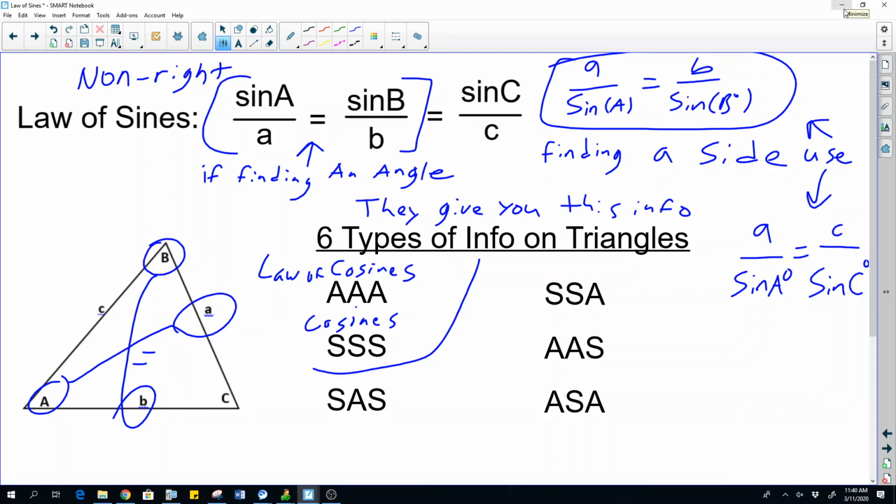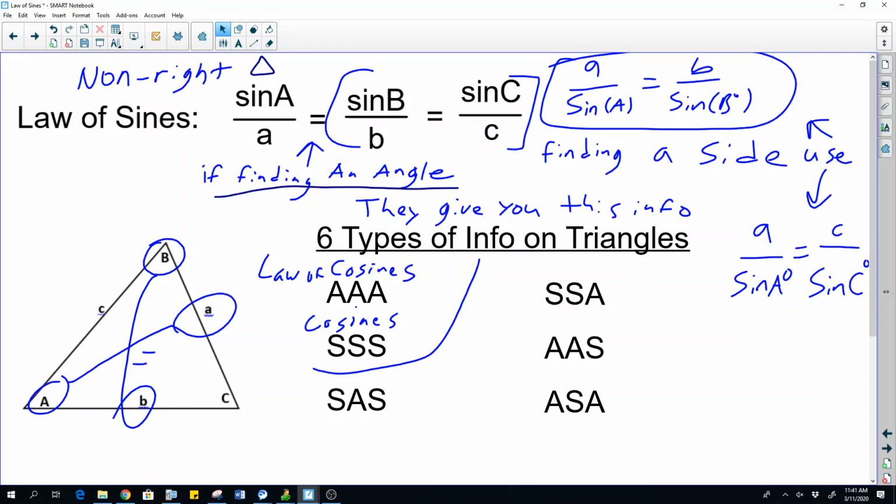Okay, so here we go. Law of sines, better benefits. So we have law of sines. It's a non-right triangle that we're dealing with. You can use sine of A over A equals sine of B over B, or sine of B over B equals sine of C over C. That's for finding an angle. That's the formula. If you're finding a side length, flip it over.